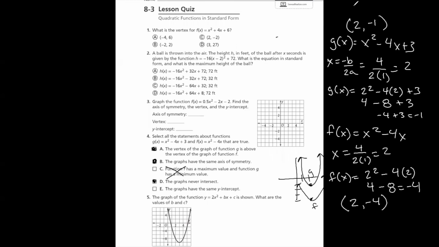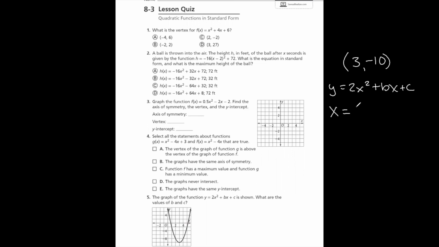Let's move on to number 5 now. In number 5, it says that we have this function y equals 2x squared plus bx plus c, and they want to know the values for b and c. Well, if you look at your graph, we know that the vertex is going to be 3, -10. So we should be able to find our b by doing our axis of symmetry.